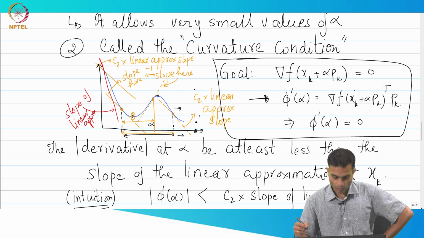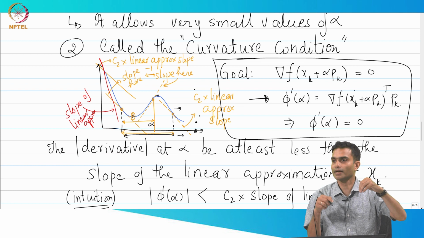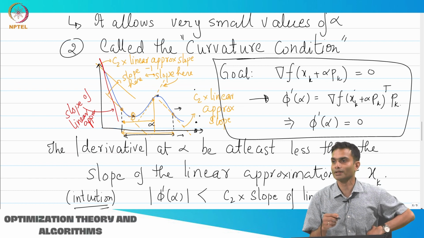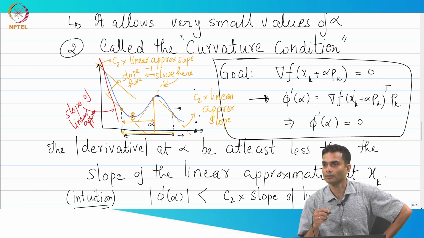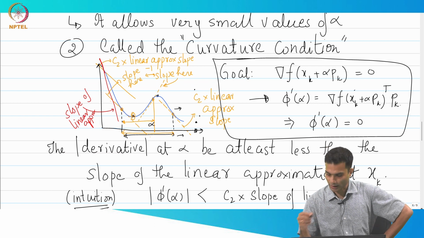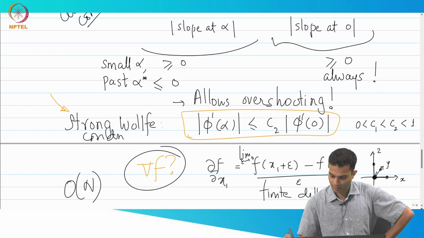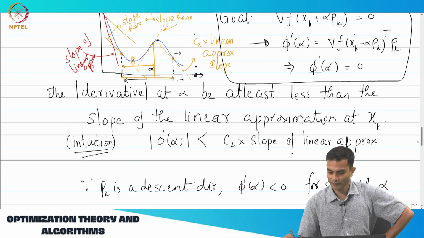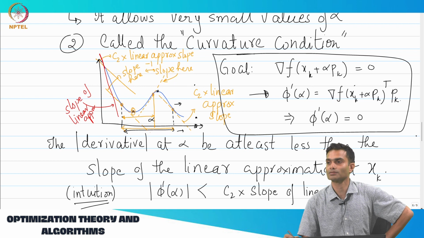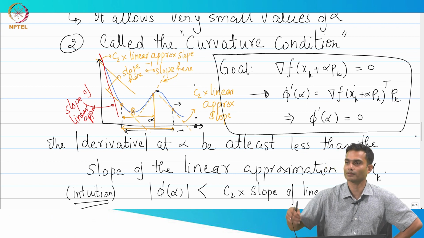Oh, well, because I put a mod sign over there. So the slope at the point is less than C2 times the slope at the origin. Do you agree? Okay, as long as it's less than that. Correct. The check is always with the slope at the origin, C2 times that. So on one side it's plus, on the other side it's minus. So I'm bracketed inside it.